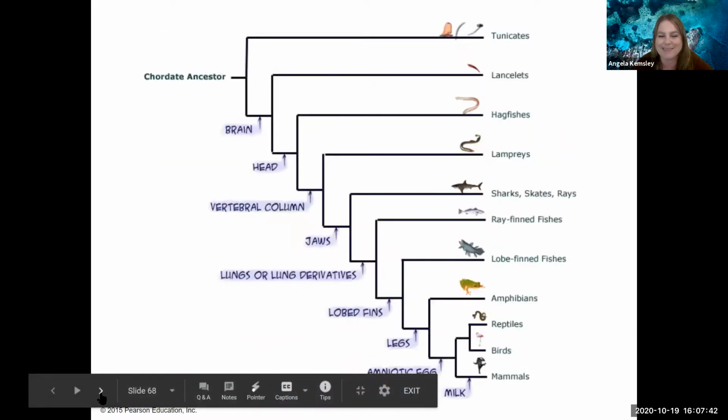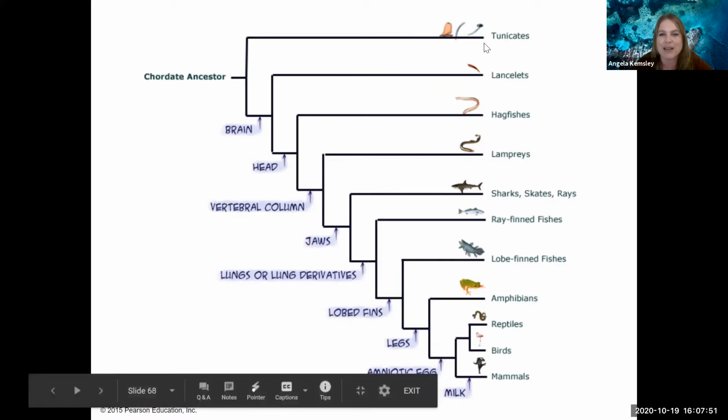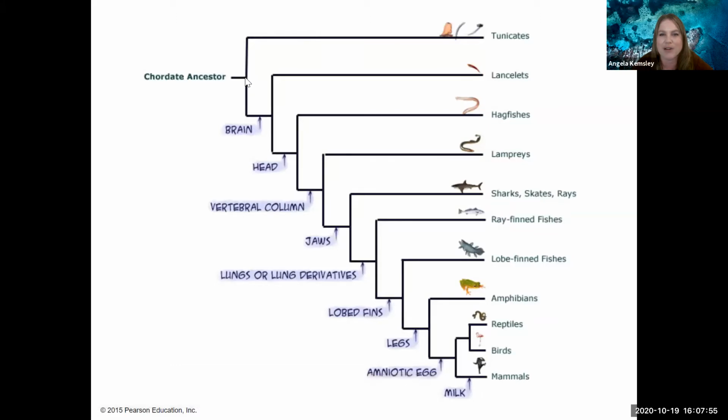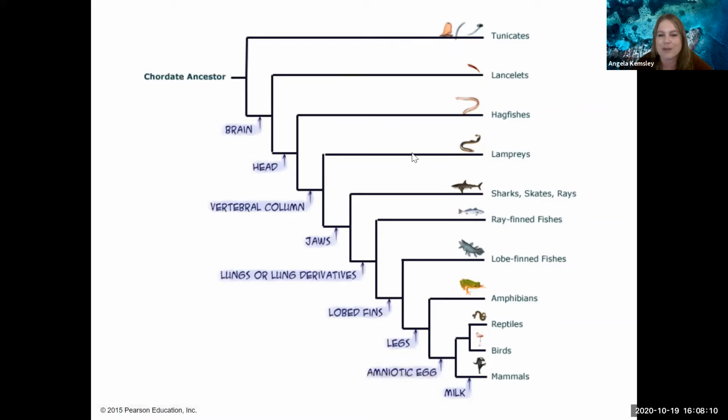Here's another one. Where is the most recent common ancestor of tunicates and everything else? That'd be here. And what was the evolutionary adaptation that set all these other things apart from tunicates? Brain, or rather, tunicates don't have a brain. What about lampreys? Where is the most recent common ancestor of lampreys and everything else? So that's going to be here.